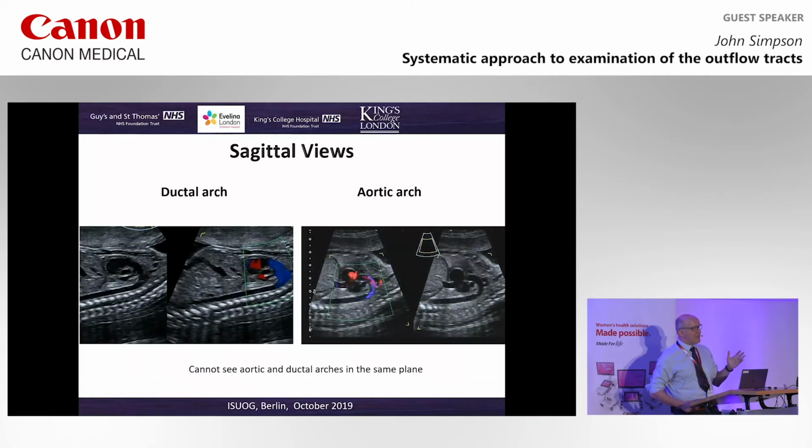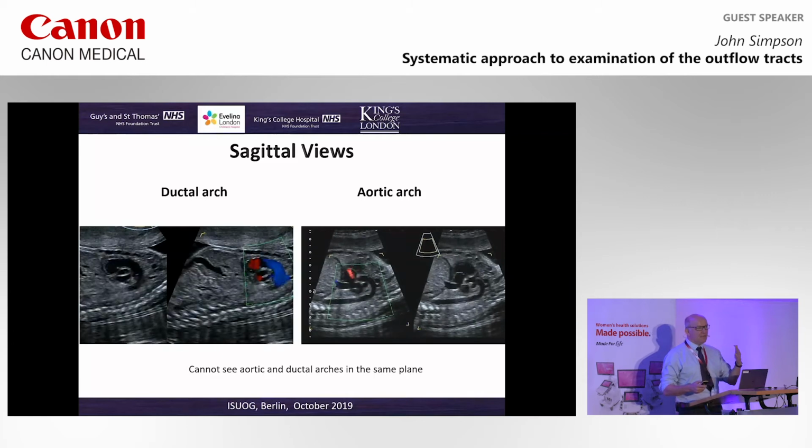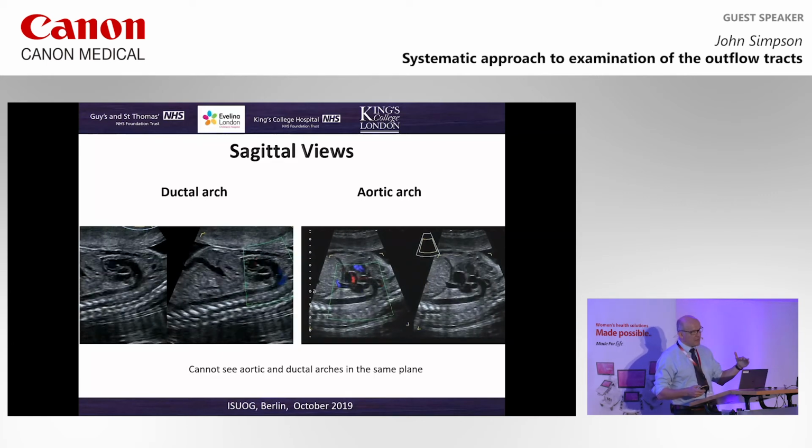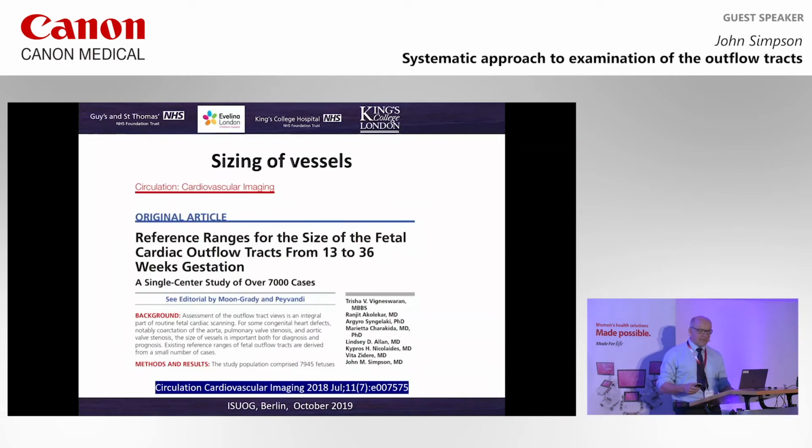So if you're using the sagittal approach, you can't see the aortic and ductal arches in the same plane. And so comparing the relative size is a bit more tricky than it is if you're using the transverse cuts, which is why many groups prefer to use the transverse cuts, at least as far as screening is concerned. If you want to look at sizing of vessels, certainly from our group, we've just published a series of over 7,000 cases of prospectively acquired normal sizes, and you can refer to this from last year.